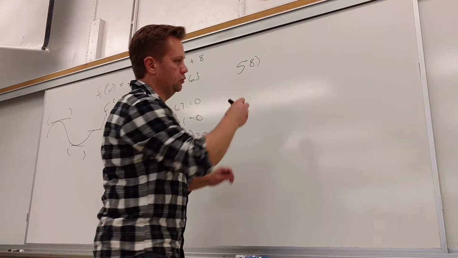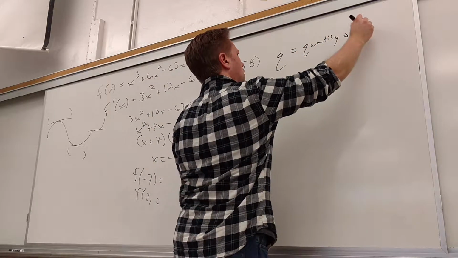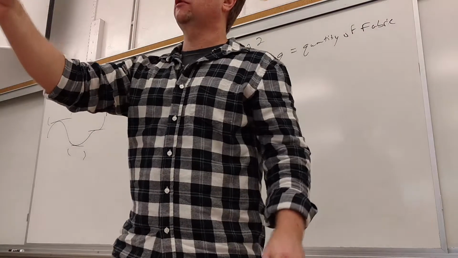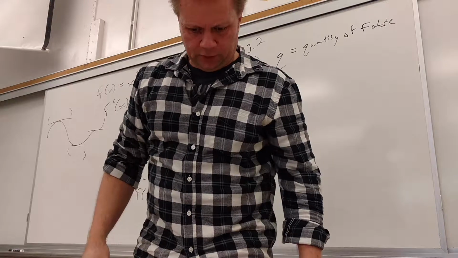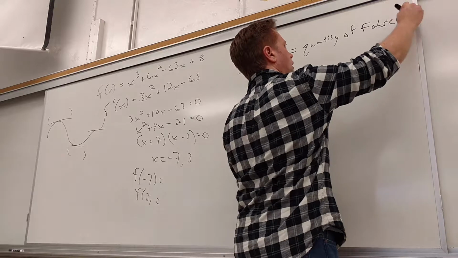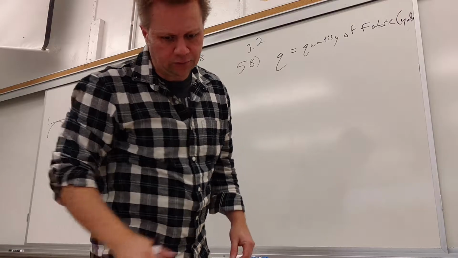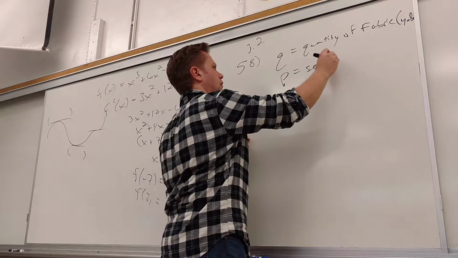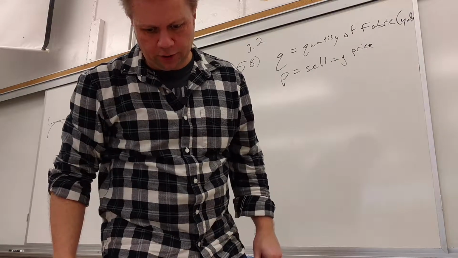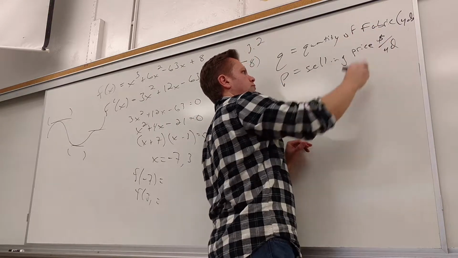This is 58 in section 3.2, the one about the fabric, right? Quantity Q is the quantity of fabric, in yards, that is sold as a function of the selling price. So P is the selling price in dollars per yard. So it's not just the price; it's dollars per yard. It's a rate.